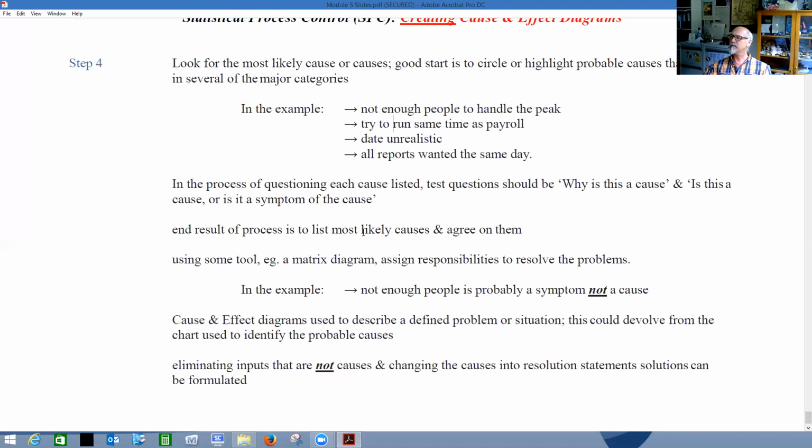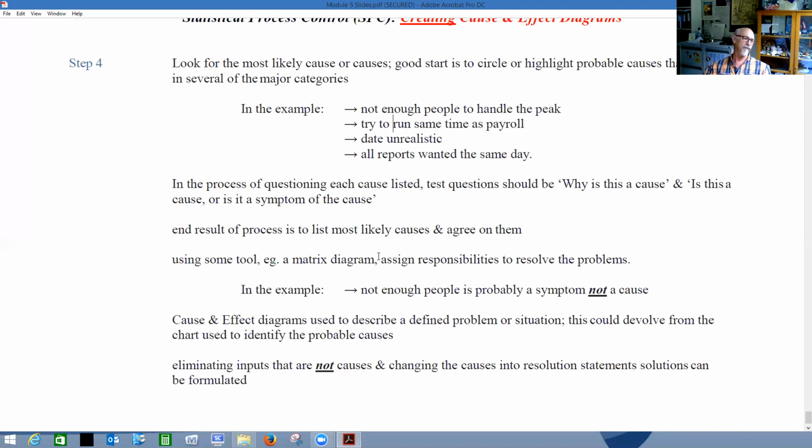The end result of your process is to list the most likely causes and agree on what they might be. And therefore, obviously, you can target them, test them out, try and rectify them, and then again, hopefully, overall the problem will go away or be reduced. Now, using some tool, a matrix diagram, assign responsibility to resolve problems. So now, these are the actions arising.